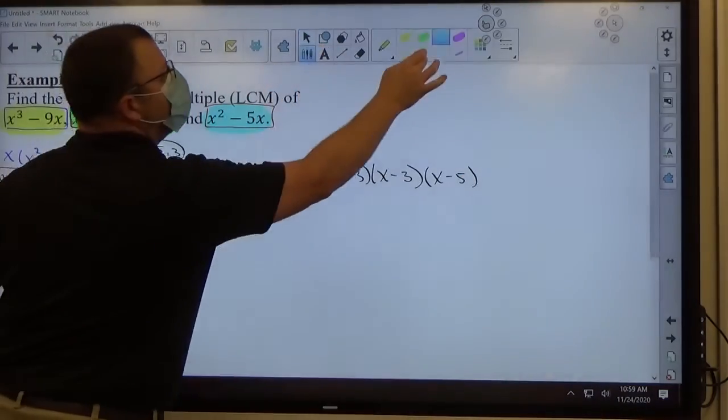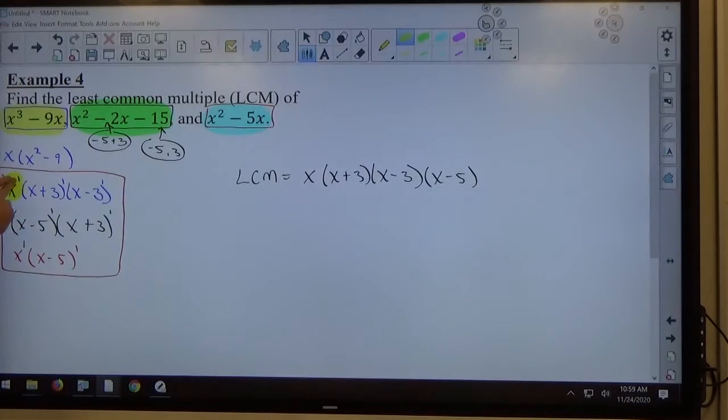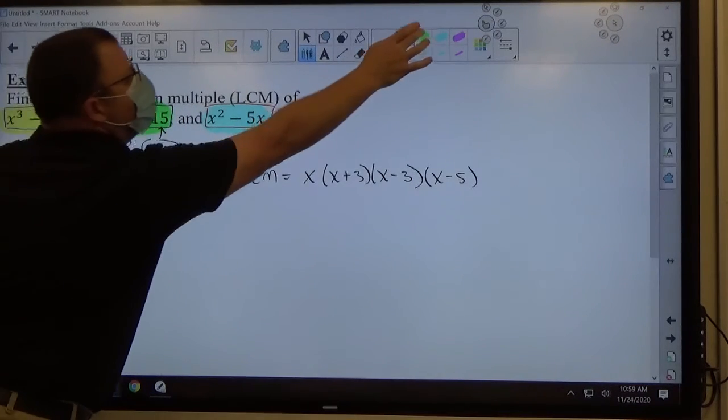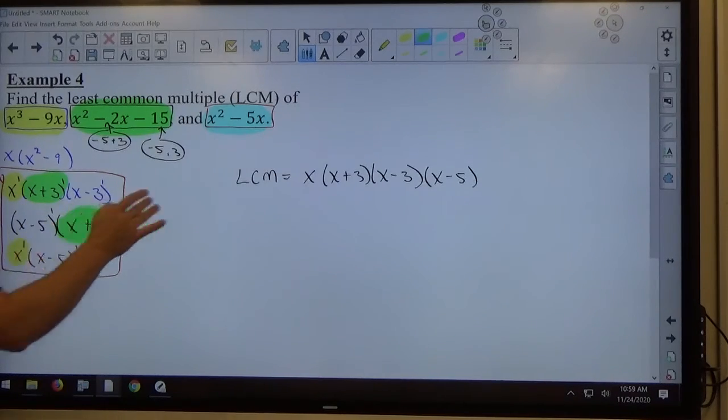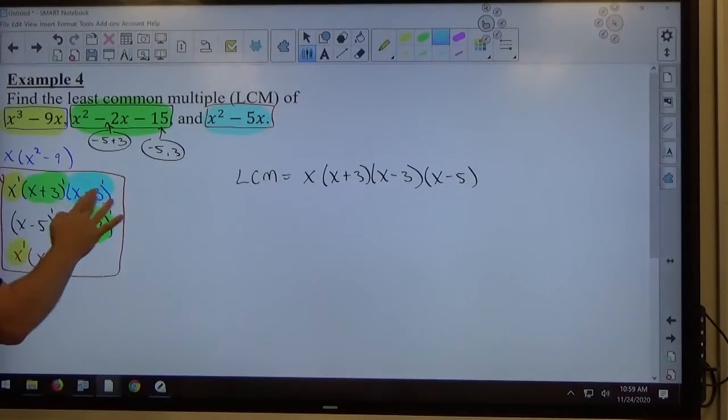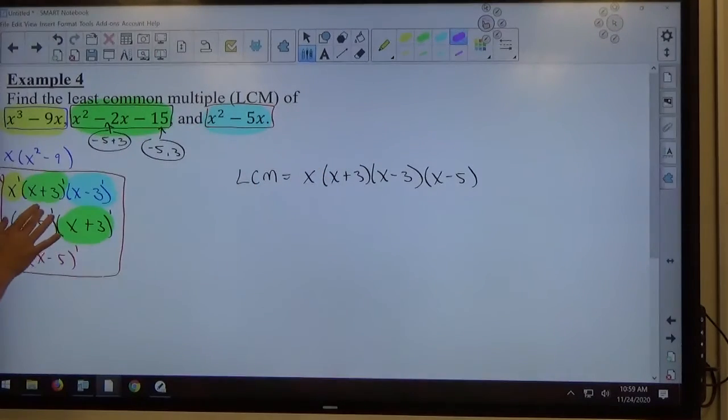And again, if I just do a quick inventory over here, there's x happening, there's x plus 3 happening, there's x minus 3 happening, and here's x minus 5 happening. Whether they happen 1 time or multiple times, you write them down 1 time each, right? Wrote down x, wrote down x plus 3, x minus 3, and x minus 5. The highest power of each of these factors is 1, right? Because everything's the first power here. So just a bunch of 1s, I'm not going to write the 1s.